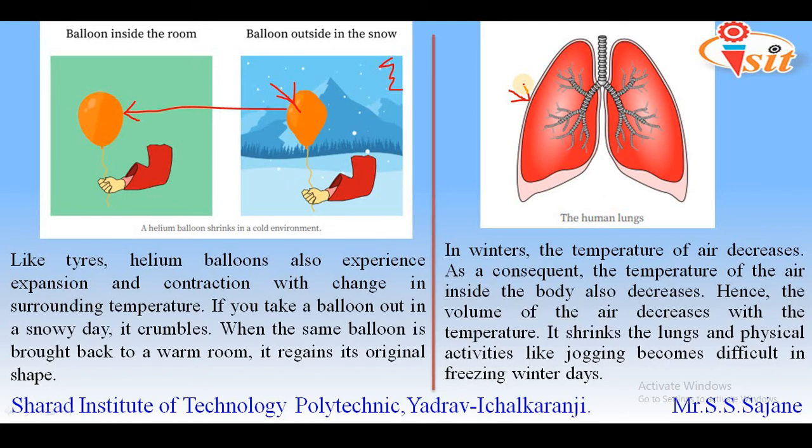In winter season, the temperature of the air decreases, as a result of which, if the temperature of the air inside the body also decreases, then according to Charles' law, volume is directly proportional to temperature. Thus the volume of air will also decrease with the temperature. Thus the lungs will shrink, and as a result, physical activities like jogging become difficult in freezing winter days. So these were the examples related to Charles' law.